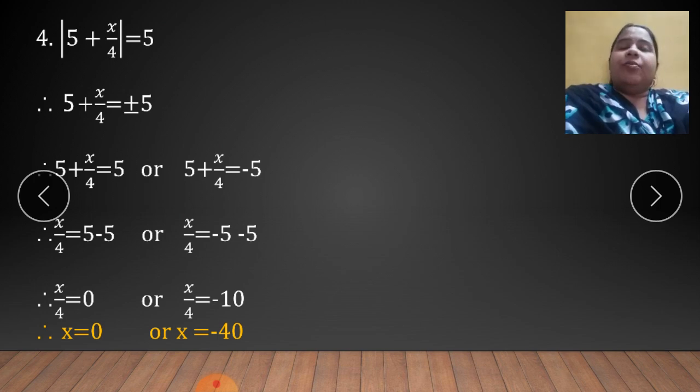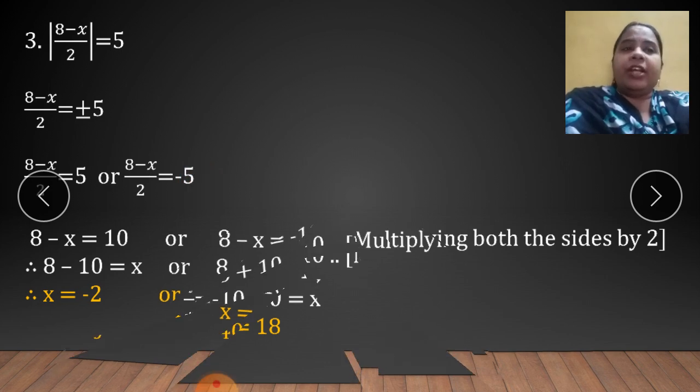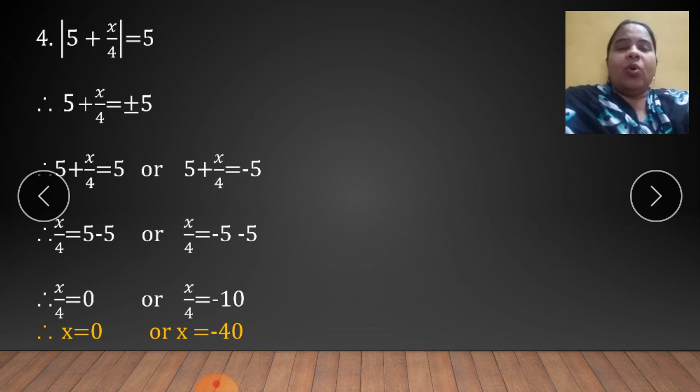Okay, first thing is what? Take this number out of the mod sign, 5 plus x upon 4 as it is. Now this number, which is 5, will be equated to two values, that is plus 5 and minus 5. See, plus 5 and minus 5. Now be careful. In the previous sum, since it was fraction, I told you take this to this side. This was 8 minus x, the full thing upon 2. So I told you to shift this to this side and it will become minus 10 and plus 10. But can I tell you to do the same thing here? No. Why? Because it is not 5 plus x upon 4. It is individually x upon 4 and this is 5.